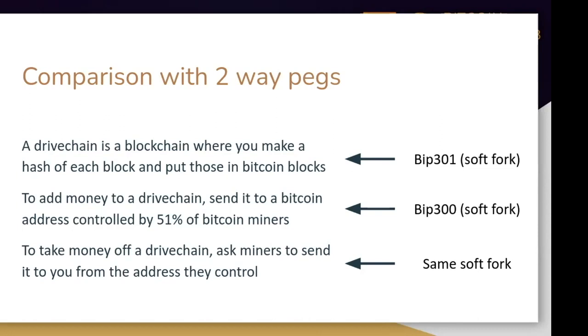Like with Spacechains, you take a hash of each block and you put that hash in Bitcoin, but this has a way of getting money in and out, where Spacechains don't really have a good method for that. So that's BIP300 and BIP301, also known as drive chain. You'll learn about that in a second.